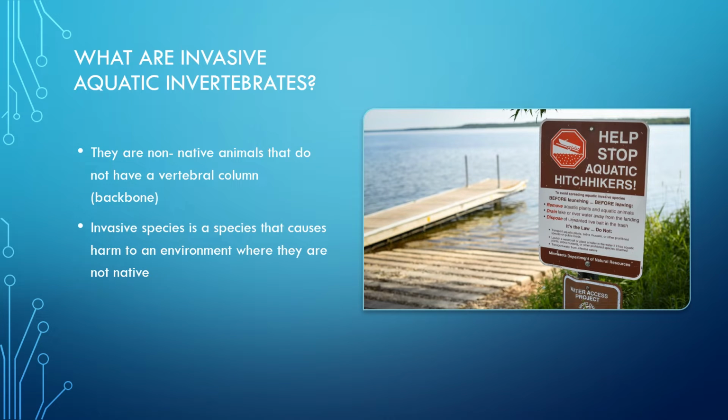So, what are invasive aquatic invertebrates? They are non-native species that do not have a vertebral column. When I was looking into this project, I wasn't too sure what invasive meant. So here is a definition of what an invasive species is. An invasive species is a species that causes harm to an environment where they are not native.